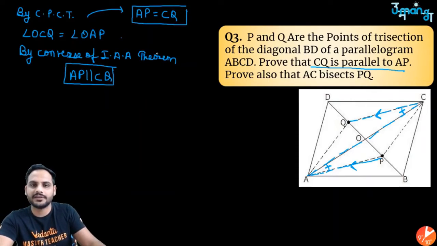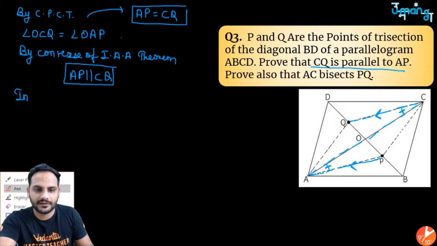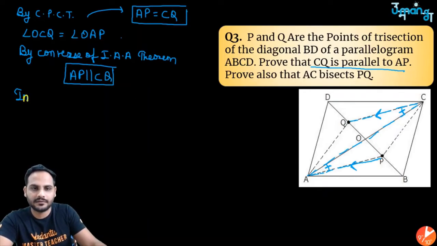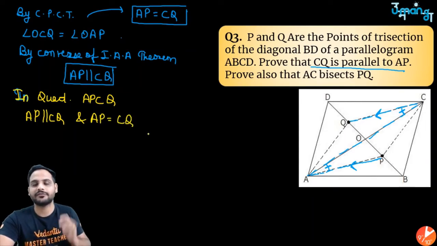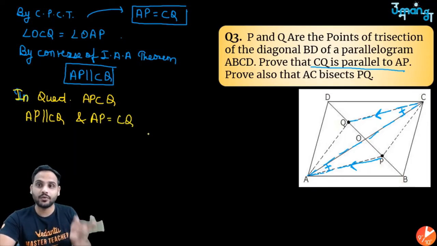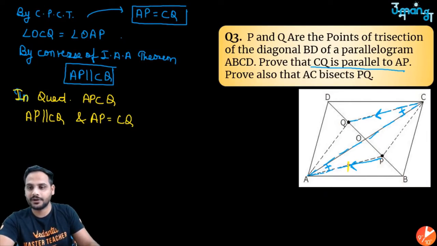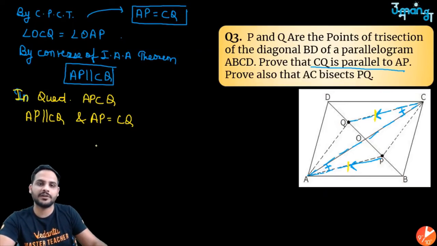So you can clearly see, in quadrilateral APCQ, we know AP is parallel to CQ and AP is equal to CQ. So if one pair of opposite sides are equal as well as parallel, I can clearly say APCQ is a parallelogram.